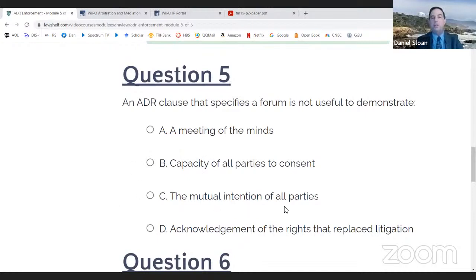The mutual intention of the parties. If you look at this, a meeting of the minds may be that both parties agree. Mutual intentions of the parties, they may not agree, but they have the same intent. Okay, that makes sense. Meeting of the minds probably means they're in agreement, whereas with the mutual intention of the parties, they can have the same intentions but maybe they don't agree. Okay, thank you very much.